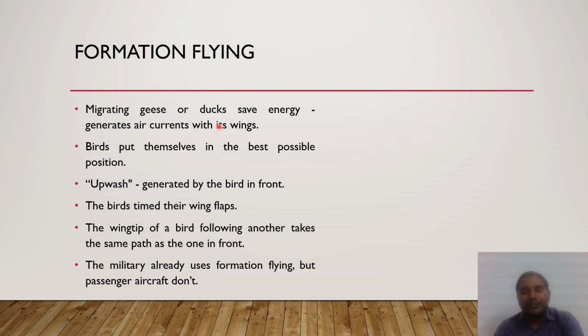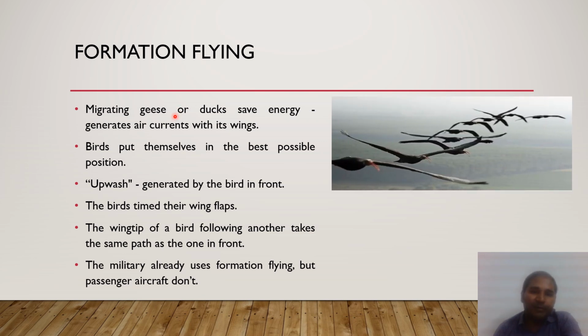Another amazing solution in the biological environment to the problems of group flying is the V formation flying that you could possibly identify in migrating birds. Birds migrate from one place to another for about 1,000 kilometers or even more. They need to save a lot of energy before reaching the destination. The way they fly, they put themselves in the best possible position to make use of the upwash generated by the bird in the front.